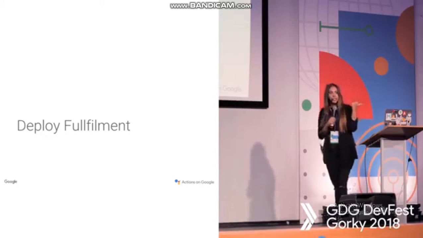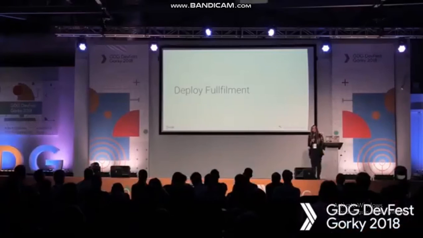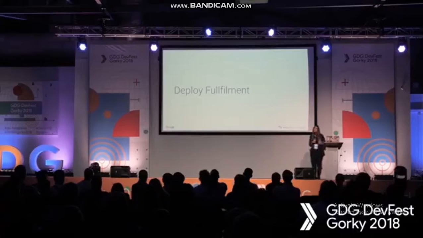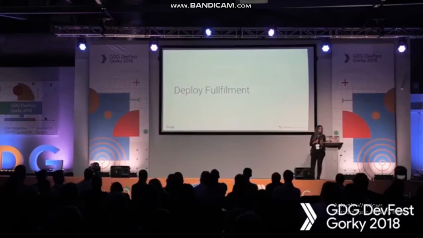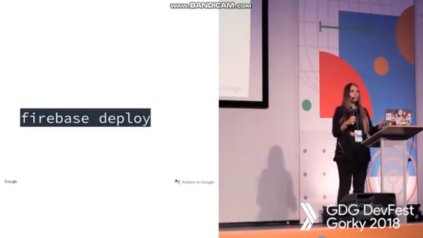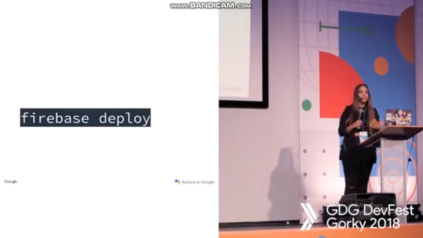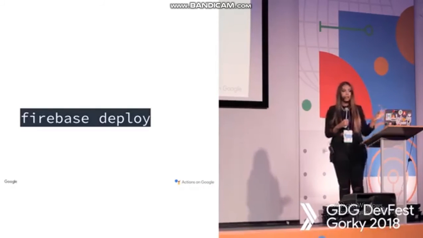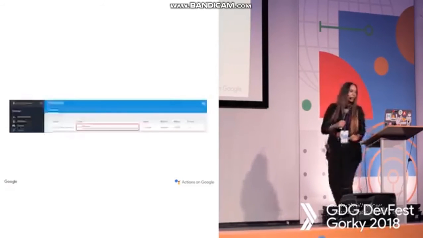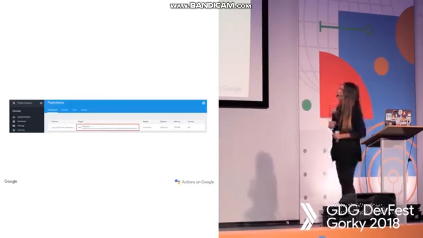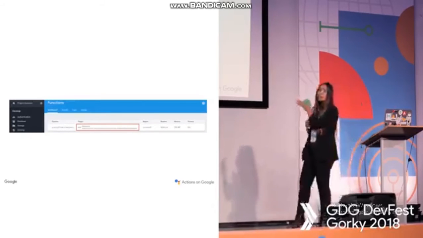So the first thing that we need to do is deploy our fulfillment. Again, it's not mandatory to use Firebase, but for me, it's been pretty simple to combine both things. So I really suggest that, especially if you're going to use actions on Google for the first time. So once you connect your project with Firebase and you already have created your actions on Google, do Firebase deploy. That simple. When you do Firebase deploy, if you go, this is a Firebase console.